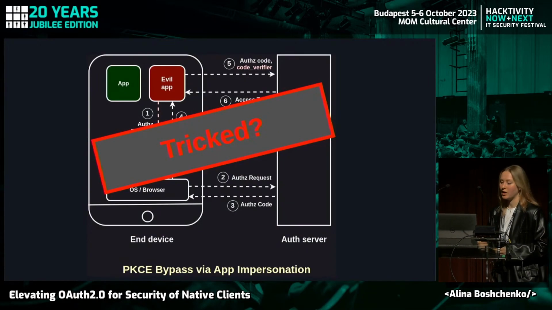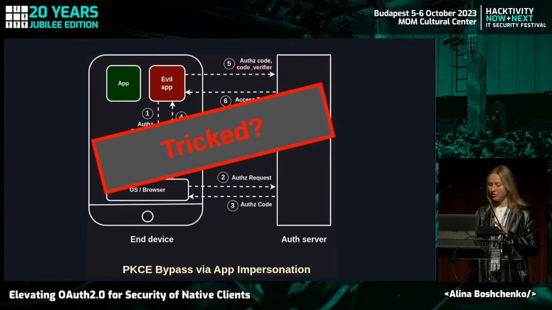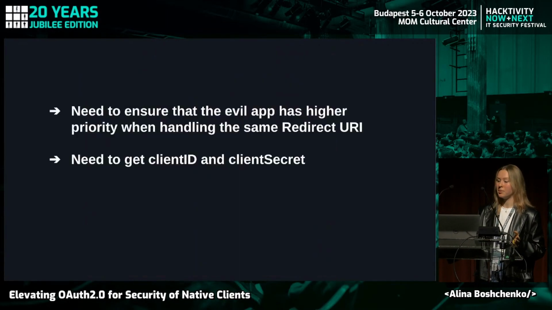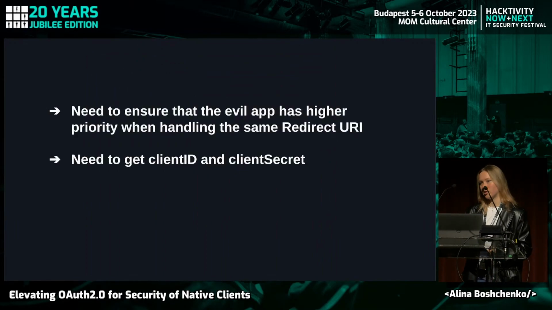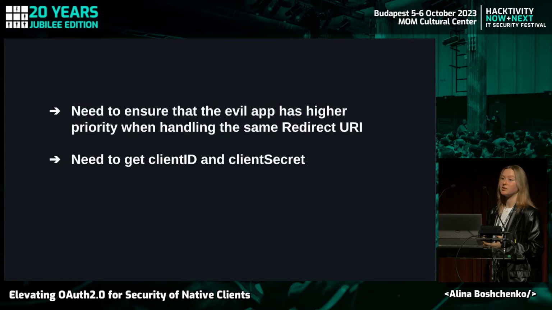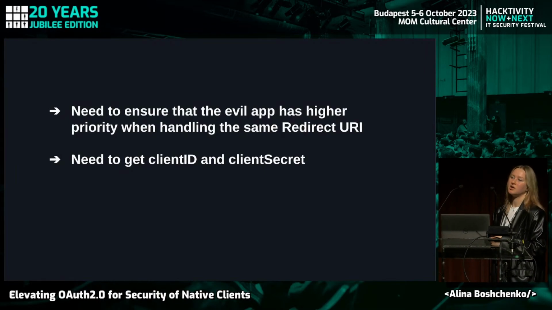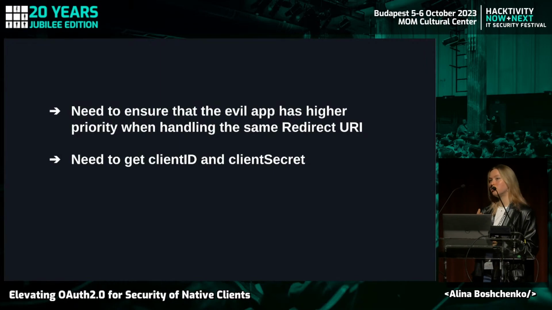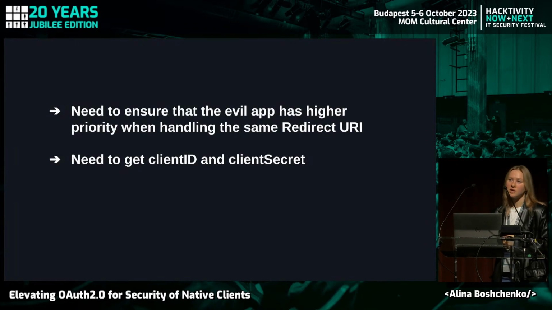Well, both yes and no, actually, because for this attack to be successful, we do need to ensure that several very important conditions are fulfilled. First of all, we need to ensure that the evil app has higher priority when handling the same redirect URI. It's possible, we could do this. But what is even more important, we also need to get client credentials. And yeah, I said before that there are high chances that the client would be public, but it's not always the case, and sometimes in several applications, the client credentials are generated per application instance. So in this case, it would require traffic sniffing, which significantly complicates the attack.